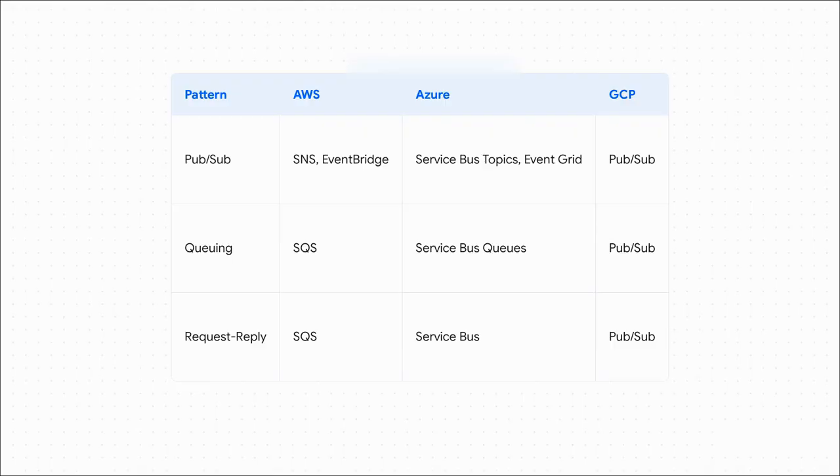So you're probably noticing a theme here, right? Whether you're working on Amazon's AWS, Microsoft's Azure, or Google's GCP, they all offer tools that map directly onto these patterns. Sure, they might have slightly different names, SNS, EventBridge, Service Bus, Pub Sub, but at their core, they are all designed to solve the exact same fundamental problems of routing and buffering messages between services.